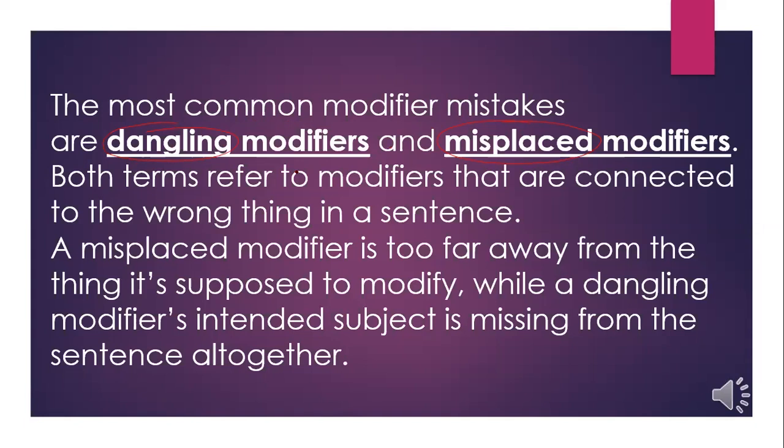عندنا two types of problems بيبقوا موجودين في المودفايرز زي الدانجلينج and misplaced. تعالوا كده نشوف ايه problems دي. Both terms refer to modifiers that are connected to the wrong thing in the sentence. يعني الproblems دي ليها علاقة بأن المودفاير ما بيوصفش الحاجة الصح. يا إما بيوصف حاجة تانية, بيوصف noun تاني مثلا, أو ما بيوصفش حاجة أصلا. It's hanging. Hanging يعني متعلق, ما بيوصفش حاجة.